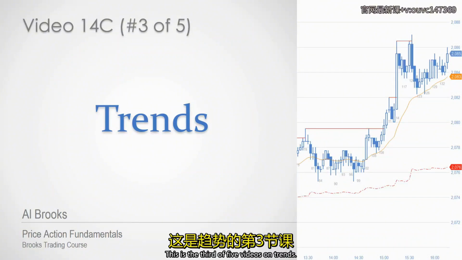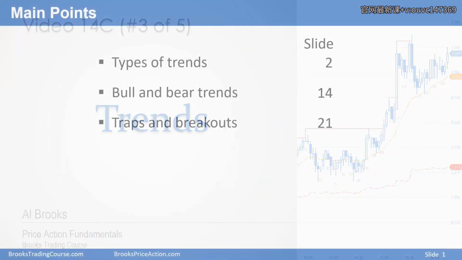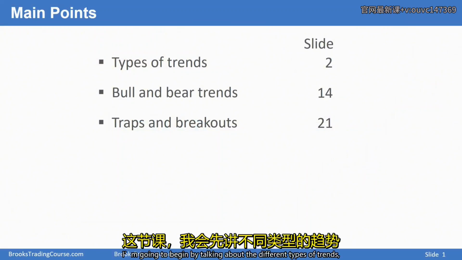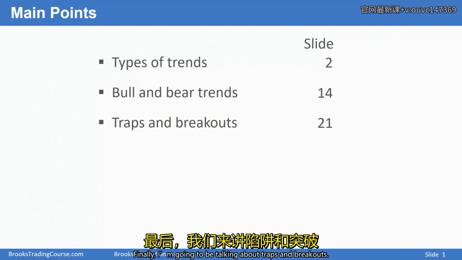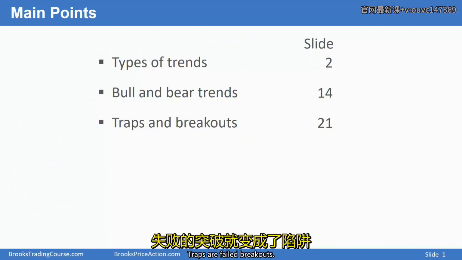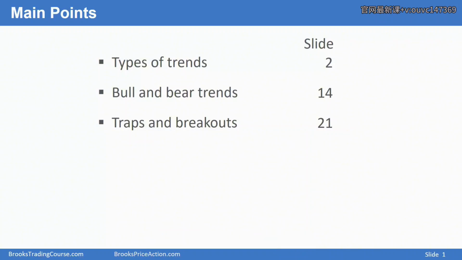This is the third of 5 videos on trends. I'm going to begin by talking about the different types of trends, and then I'm going to be talking about the bull and bear versions of the trends. And finally, I'm going to be talking about traps and breakouts. Traps are failed breakouts.